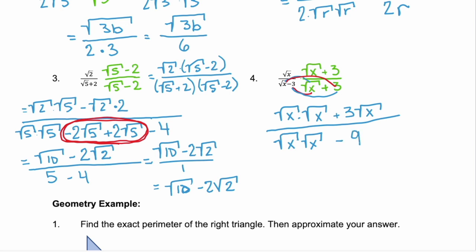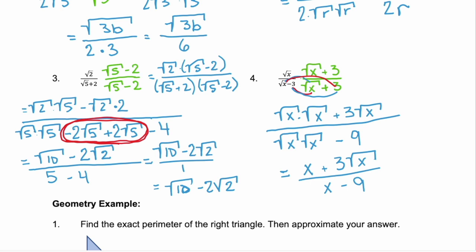And then we simplify. Square root of x times square root of x in the numerator gives us an x. Plus, we can't simplify 3 square root of x. And then our denominator, again, square root of x times square root of x is just an x minus 9. So there we go, we simplified it.